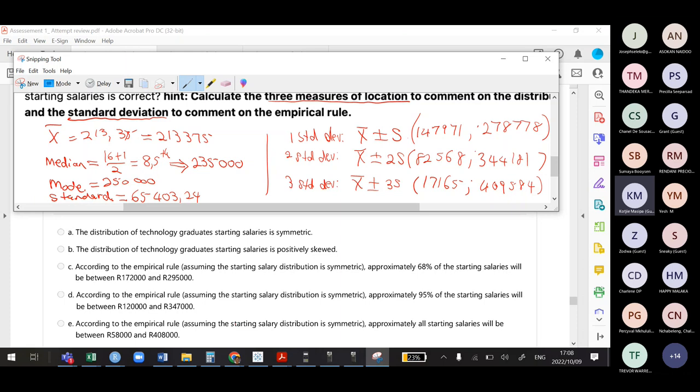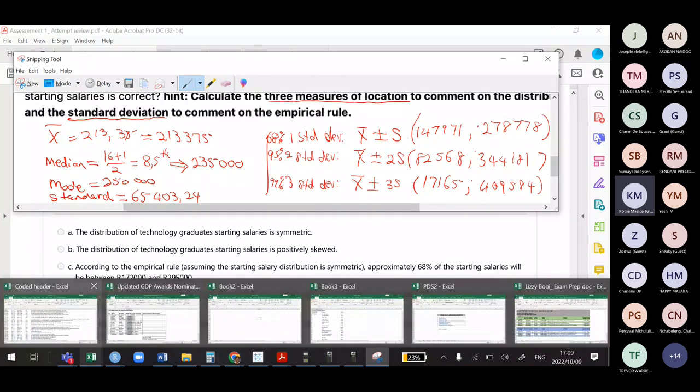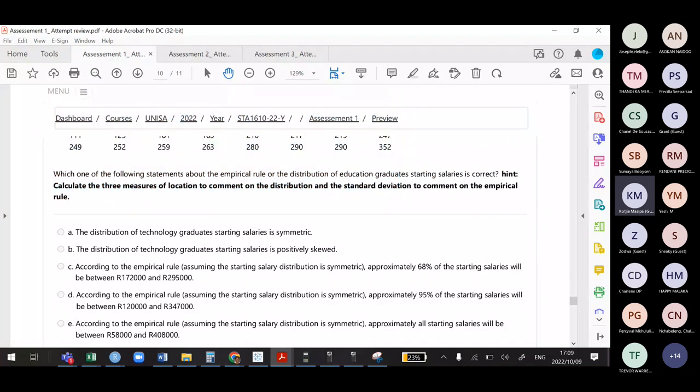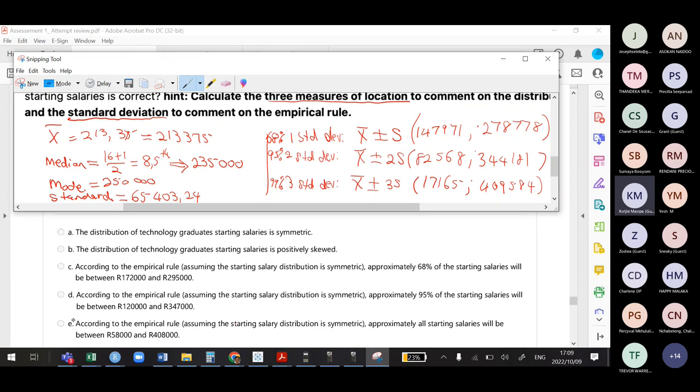And then you go and find your empirical rule, where one standard deviation accounts for 68%. Okay, because here I used one standard deviation, two standard deviations, but you also need to remember that one standard deviation accounts for 68%, two standard deviations account for 95%, and three standard deviations account for 99% of your data set. So based on that, you should be able to answer the question. One of those statements should be applicable to any of those options, based on the data that you have, and you should be able to say which one is the correct one.